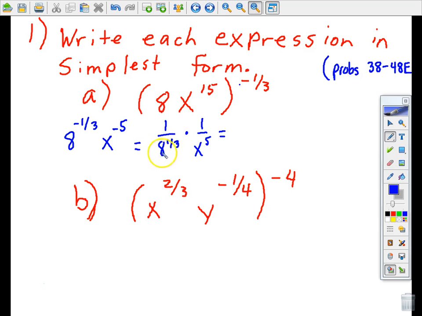Let's see. Allie, what's another way of saying 8 to the 1/3 power? In radical form. What's the radical form of 8 to the 1/3? The cube root of 8, which is 2. Okay, so instead of saying 8 to the 1/3, I remember that as a radical, that's the cube root of 8. So really that's like saying 1/2 times 1/x to the 5th. Final answer, 1/2 x to the fifth.